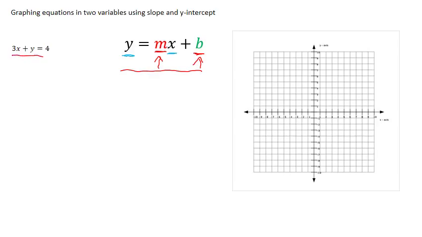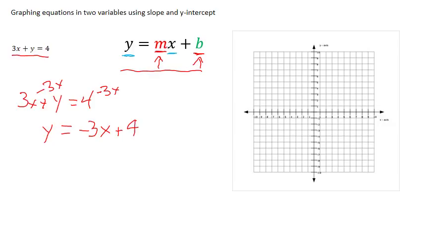So let's take a look over here on the left. We have 3x plus y equals 4. We want to convert that into the slope-intercept form. In order to shift this around, we're going to need to subtract 3x. And what we end up with then is the y isolated on its own on the left-hand side with a coefficient of 1. And shift the order up here: minus 3x plus the constant 4. And we have achieved the slope-intercept form of this particular equation.